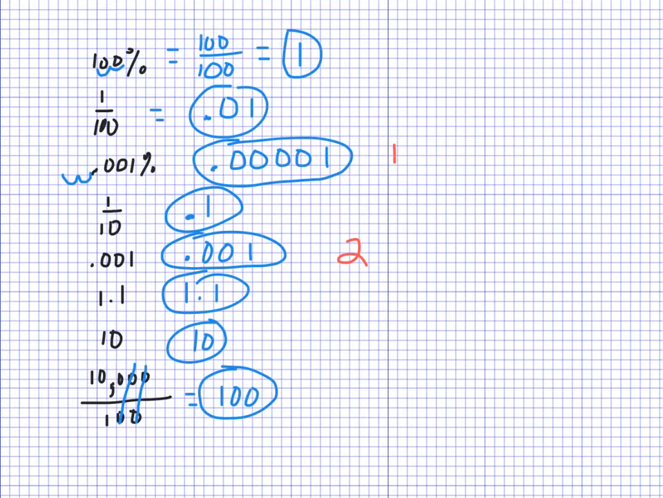Then we have 0.01, which will be 3. And we have 0.1, which will be 4. We have 1 whole, which would be our 5th. And then we have 1.1 comes next, so that's our 6th. And this is our 7th. And our 8th would be 10,000 over 100.